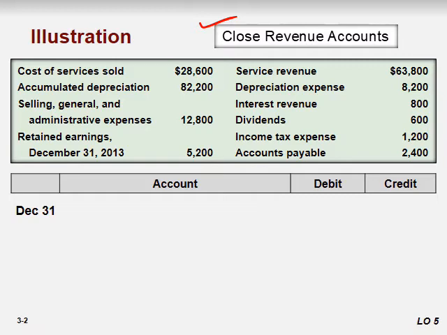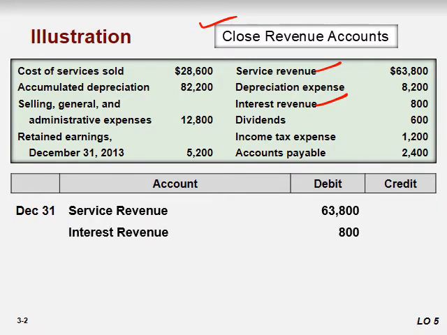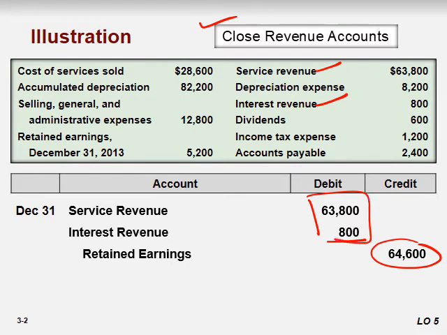So point out what the revenues are. Revenues are service revenue and interest revenue. We don't see any revenue here except these two. So the entry would be service revenue, interest revenue to retained earnings. Where does 64,600 come from? You add these two amounts. These two amounts are equal, since there is a rule that debits must equal credits. So the entry is balanced, right?